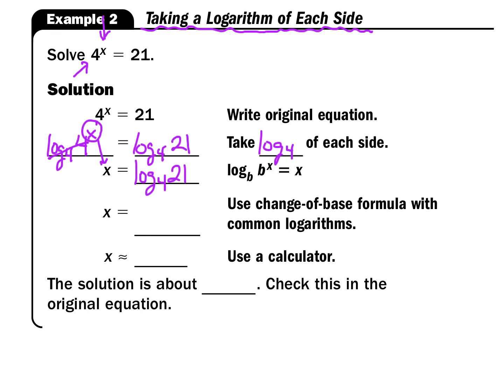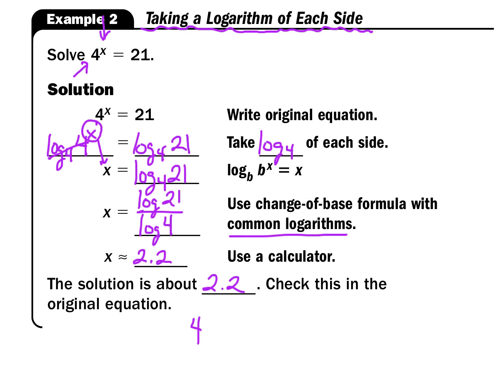And since my scientific calculator can't handle logs of varying bases, I need to use the change of base formula in order to use common logarithms. So then that becomes log of 21 over log of 4, which is approximately 2.2, when I plug all that in. So the solution is about 2.2, and I will check this in the original equation.